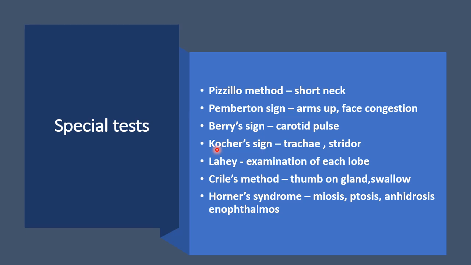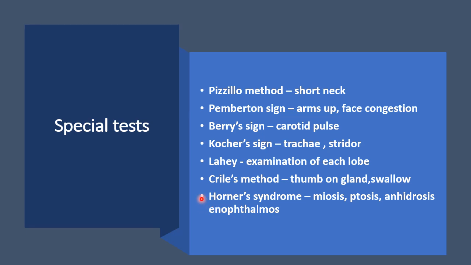Kocher sign, same thing. The lump is pressing on the trachea. So when you press on it, it develops obstruction, leading to breathlessness and stridor. Lahey's method, examination of each lobe in detail, and this is usually done from the front. Crile's method, using the thumb to press on the gland and ask the patient to swallow. You can also determine the surface and tiny nodules in the thyroid gland.